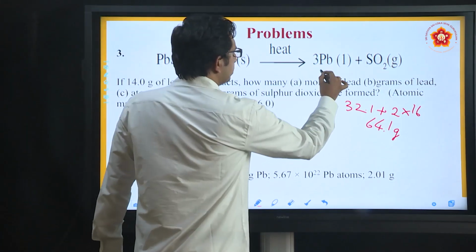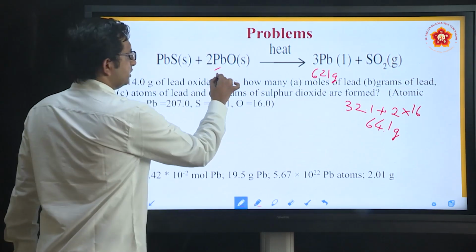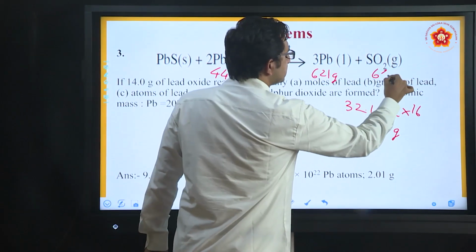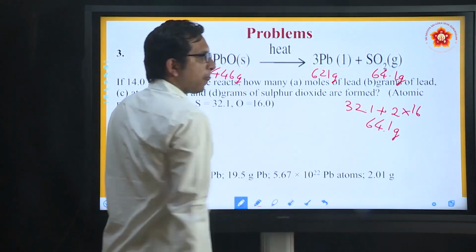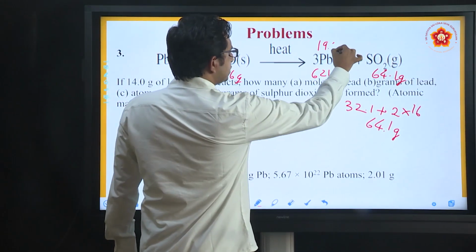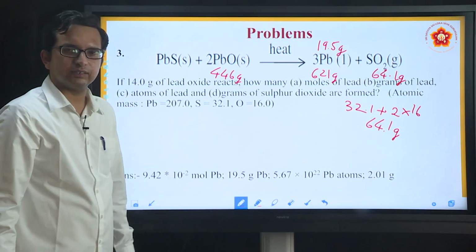Now, the question is, when do you get 64.1 gram? Only when you take 621 gram, which we saw in the calculation, and 446 gram. If you take these many, then you will get 64.1 gram. But what has happened now? What is the amount of lead that we have got? We have just got 19.5 gram, if we have seen the second answer here.